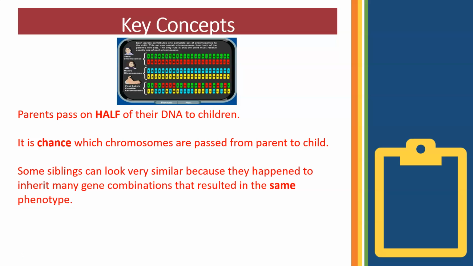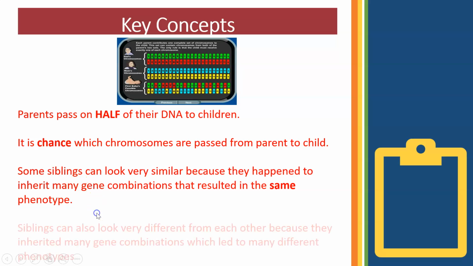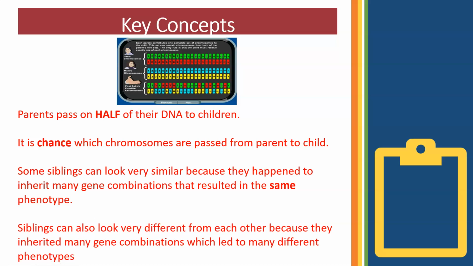For example, even if one child inherited two dominant alleles for round face and the other child inherited a dominant and a recessive allele, it wouldn't matter because both gene combinations lead to a round face, and those two siblings would look the same for that trait. Now, if they inherit multiple gene combinations which lead to the same outcome, those siblings tend to start to resemble each other more and more. They look really similar.